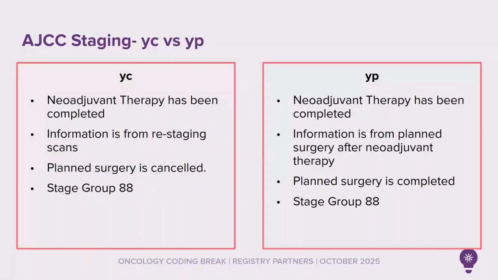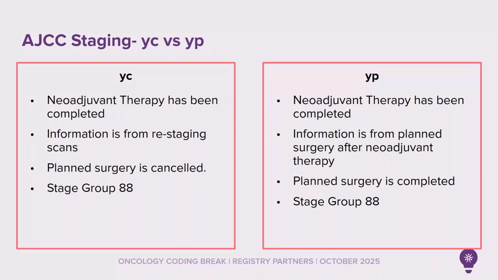YC versus YP staging. YC and YP staging are the stages assigned after a patient has completed the full course of neoadjuvant treatment. YC stage is assigned from restaging information, typically imaging, and this can be used in situations where the planned post-neoadjuvant surgery is canceled. This could be because the patient didn't respond, there was disease progression, or if they had a complete response and the physicians feel that surgical resection is no longer needed.